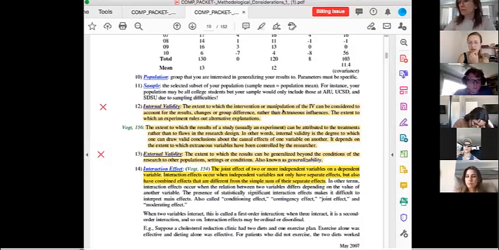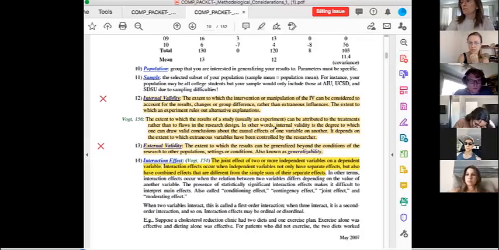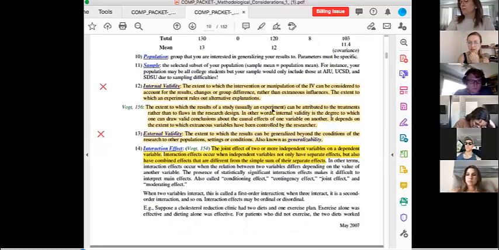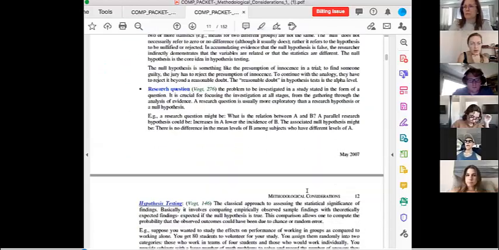The extent to which the intervention or manipulation of the IV can be considered to account for the results, changes, or group difference rather than extraneous influences. So ruling out alternative explanations. Make sense? But you're right, it's specifically within your sample. So internal validity is: is the thing that I'm manipulating truly the thing that's making the difference that I see in my sample? And then external validity: could that be generalizable to other populations? Okay, so note that.